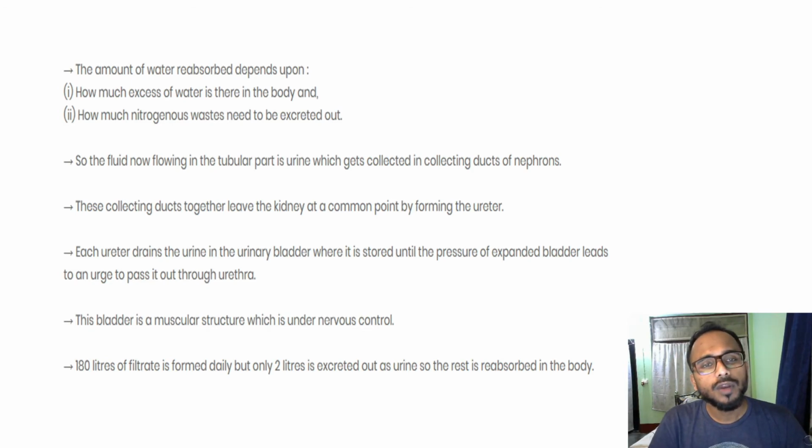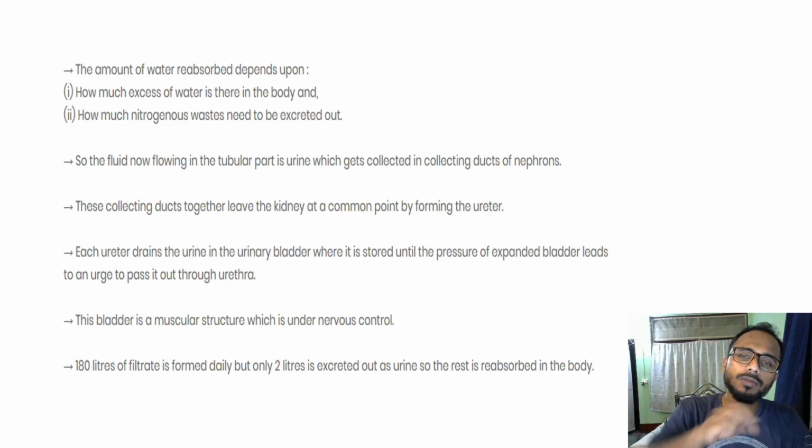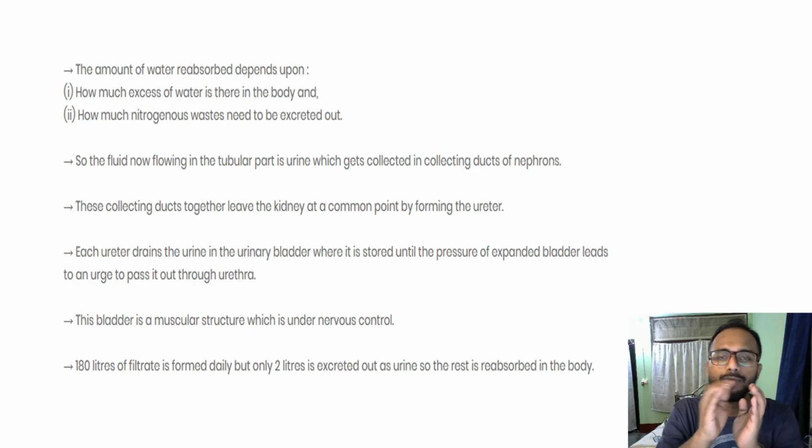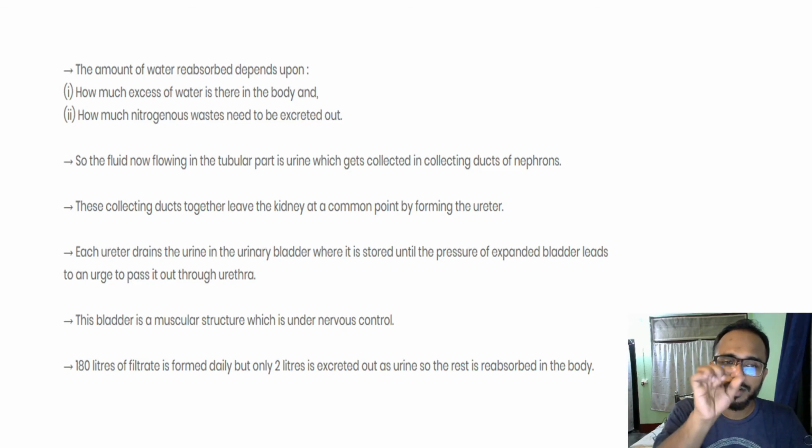The fluid now flowing in the tubular part is called urine, which gets collected in the collecting ducts of nephrons. These collecting ducts together leave the kidney at a common point by forming the ureter. Each ureter drains the urine into the urinary bladder, where it is stored until the pressure of the expanded bladder leads to an urge to go to the washroom, to pass it through the urethra.